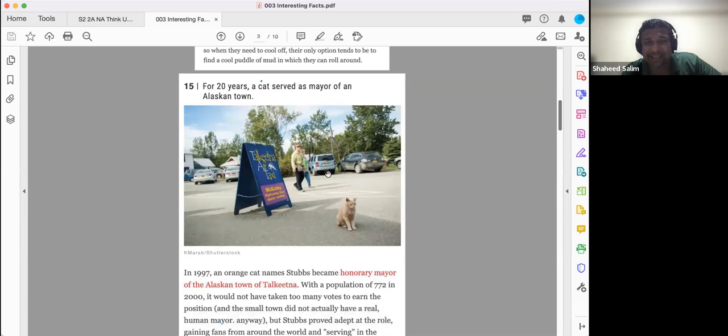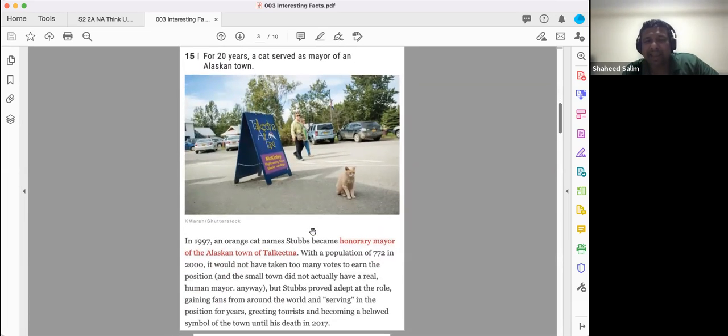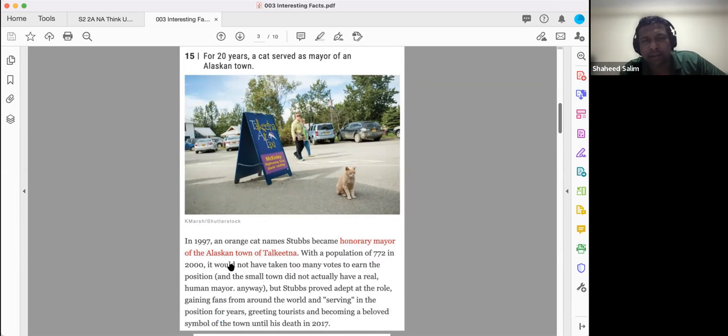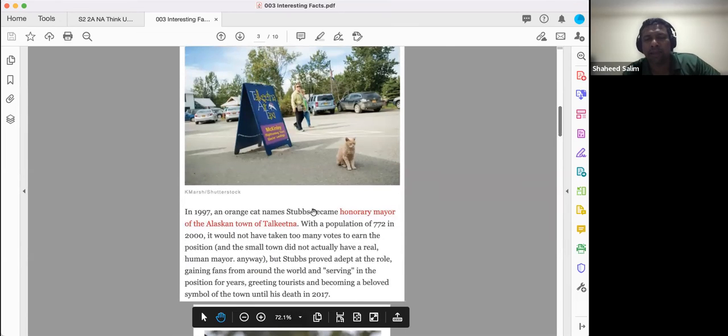For 20 years, a cat was elected, was appointed as the mayor of an Alaskan town. And this Alaskan town had 772 people in the year 2000. So these 772 people, probably some people wanted to become mayor, but most of them chose the cat. The cat doesn't even know he's a mayor. Can you imagine this cat? Do you think the cat knows it's a mayor? No, right? But anyway, Stubbs became the mayor until his death in 2017.